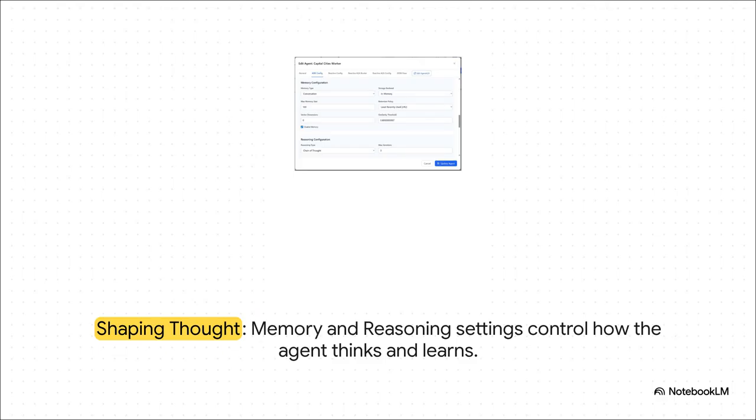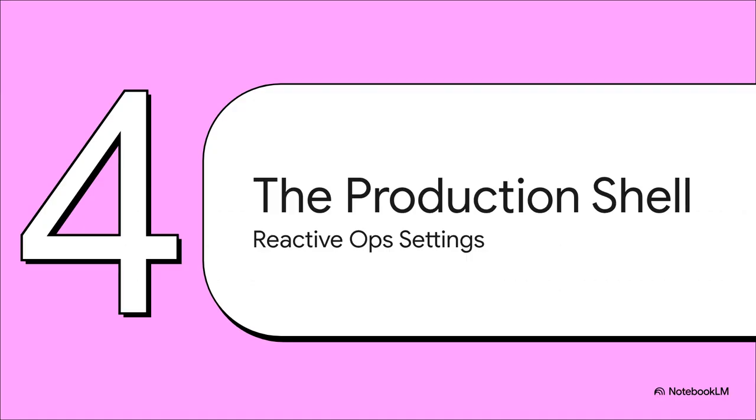But a brain is way more than just raw knowledge. In here, we shape how it thinks. The memory settings, for example, control its ability to remember past conversations. And the reasoning configuration lets it use really powerful techniques like chain of thought, which basically just tells the model to think out loud and break down big, complex problems into smaller, logical steps. It's pretty cool.